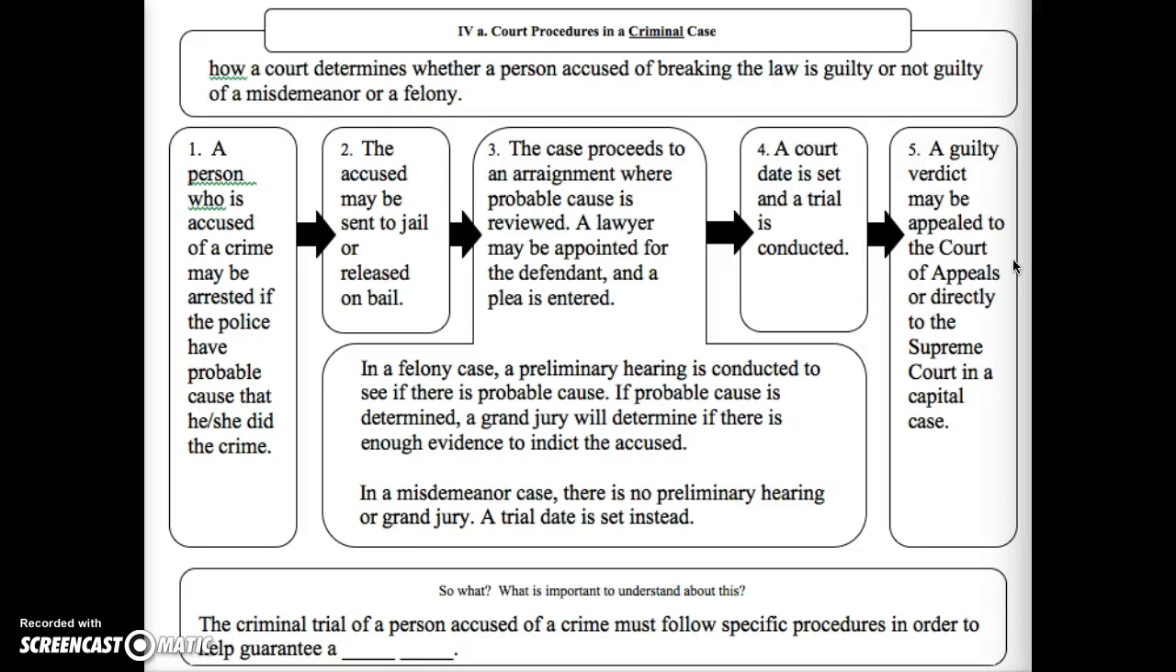So, why is all of this important? Why do we have so many steps? Why do we have all these procedures? Well, the important thing to understand about this is that the criminal trial of a person accused of a crime must follow specific procedures in order to help guarantee a fair trial. We're looking at due process here, things that are guaranteed in the Fifth Amendment and 14th Amendment and are spelled out in the Bill of Rights and a number of court cases. So all these steps should be followed in order to make sure that someone accused has the right to defend themselves before the court.